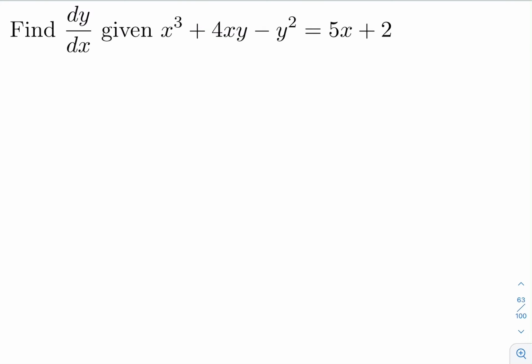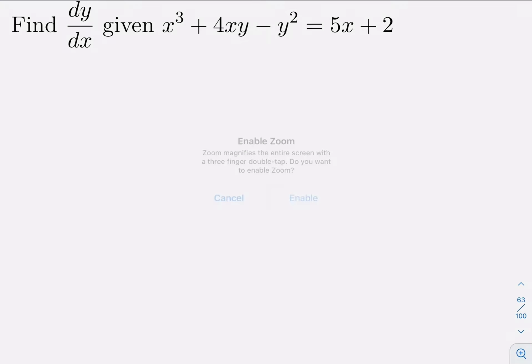Here we want to find dy/dx given that we have x cubed plus 4x times y, minus y squared equals 5x plus 2. So we know we have a product rule. I'm just going to take the derivative piece by piece and keep in mind that we have a product rule here. So we have a first times a second.